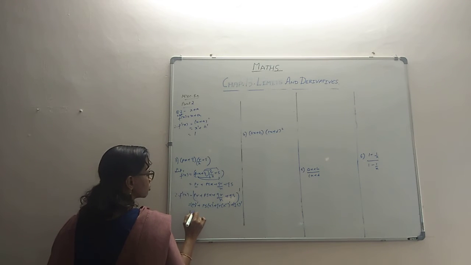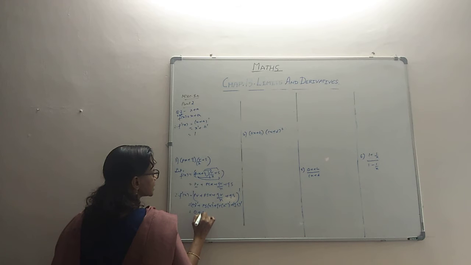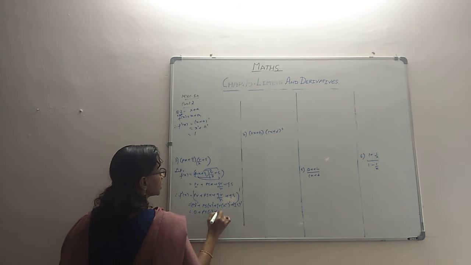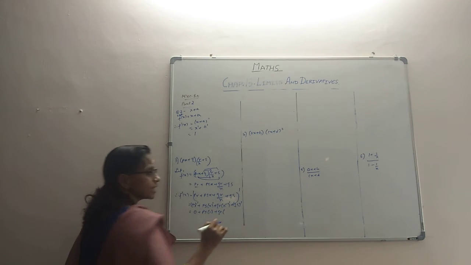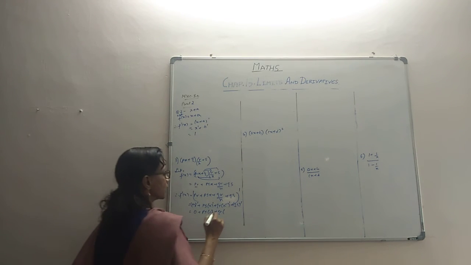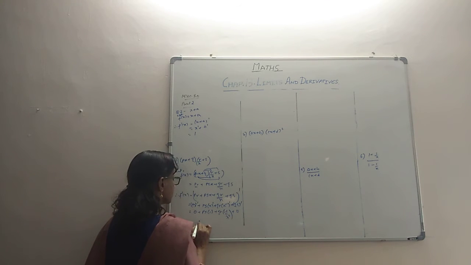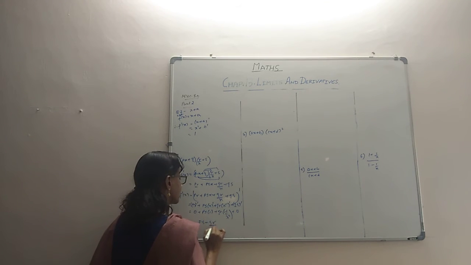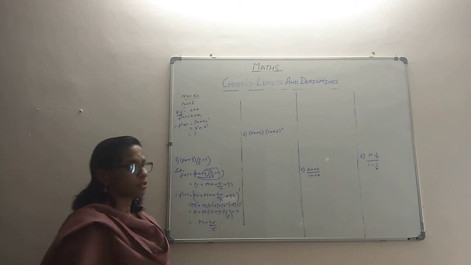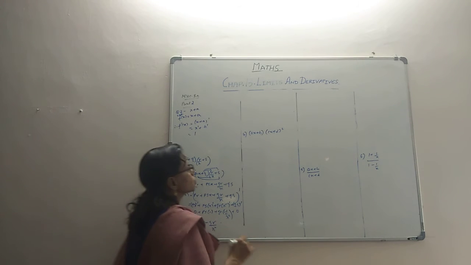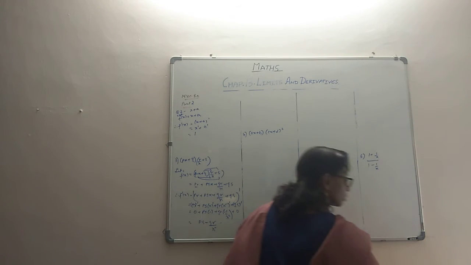Derivative of PR, it's a constant, so it's going to be 0. X dash, derivative is 1. Then QR, x raised to minus 1, and x raised to n minus 1, minus 1 by x squared. Then this is a constant, derivative 0. So your answer is PS minus QR by x squared. That's about it. Then we go to the next question, question number 4.